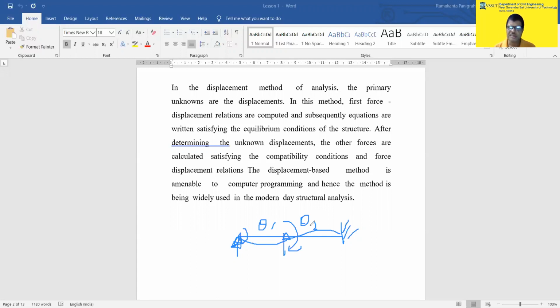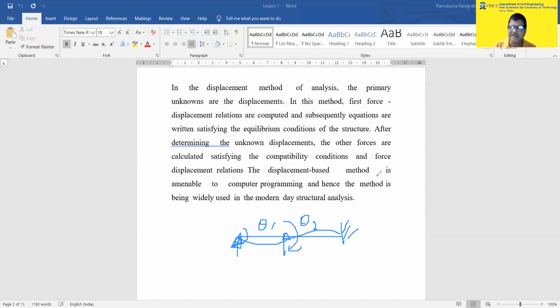The force displacement relationships are computed, and then the equations satisfy the equilibrium conditions. Once you write these equations, you can come to the joints. At this joint, the net bending moment is equal to 0: the joint moment from this side is equal to the moment from that side, or the total moment is equal to 0. So we can find the joint equilibrium of the structure. Once you obtain the values of theta 1 and theta 2, the forces can be directly obtained using the compatibility condition and the force displacement relationship.